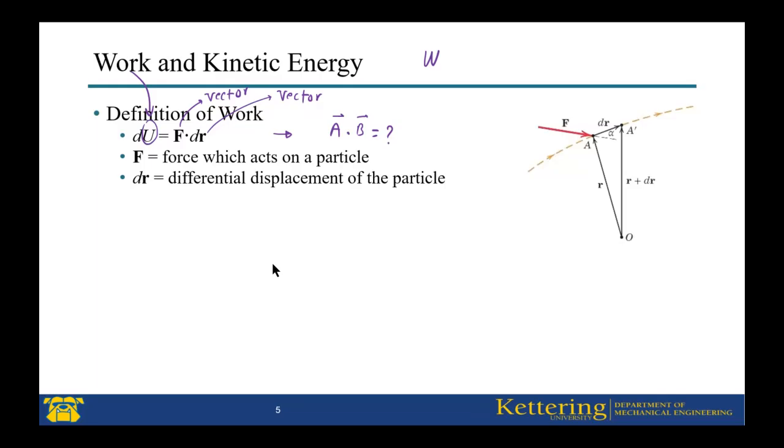But in general form, for example, I have vector A and vector B. How can we find the dot product of the two vectors? The dot product of two vectors is the absolute value, or magnitude, of A, multiplied by the magnitude of B, multiplied by the cosine of the angle between A and B.